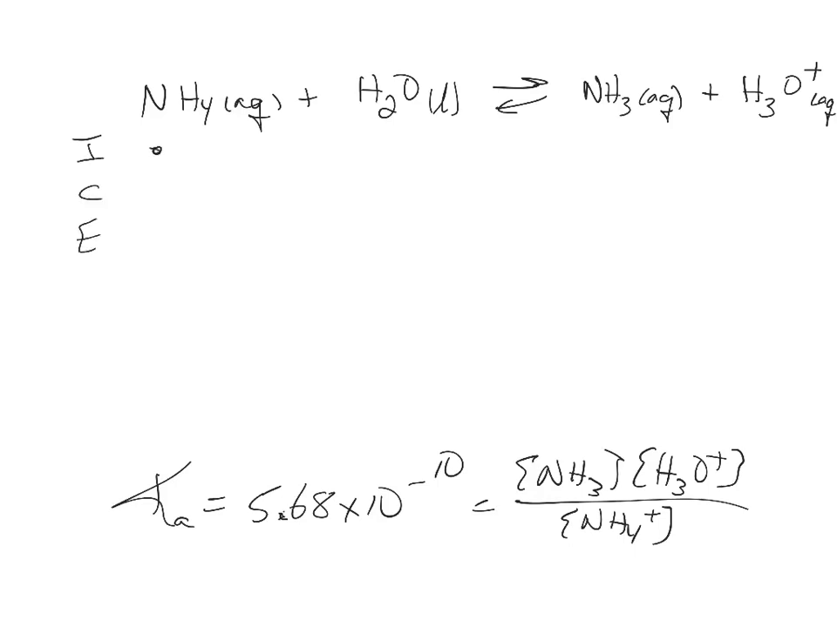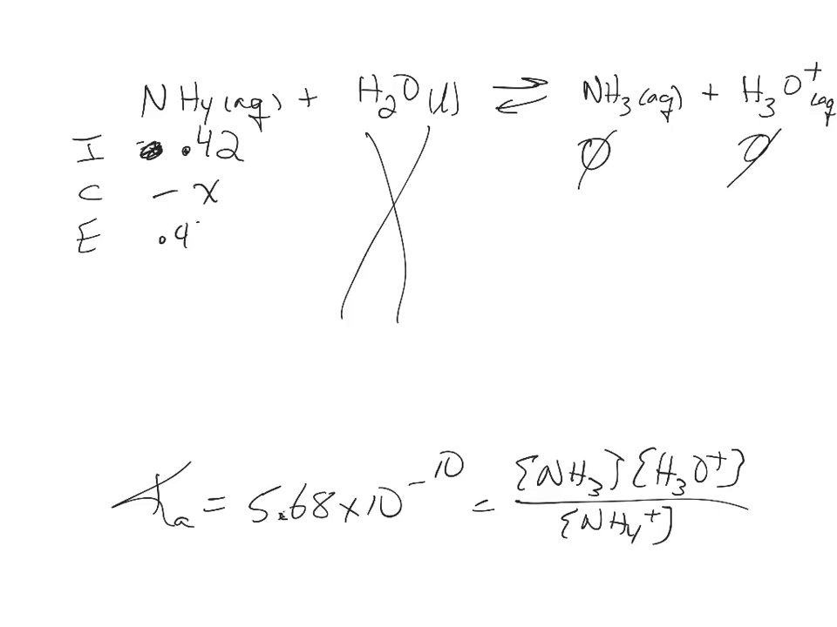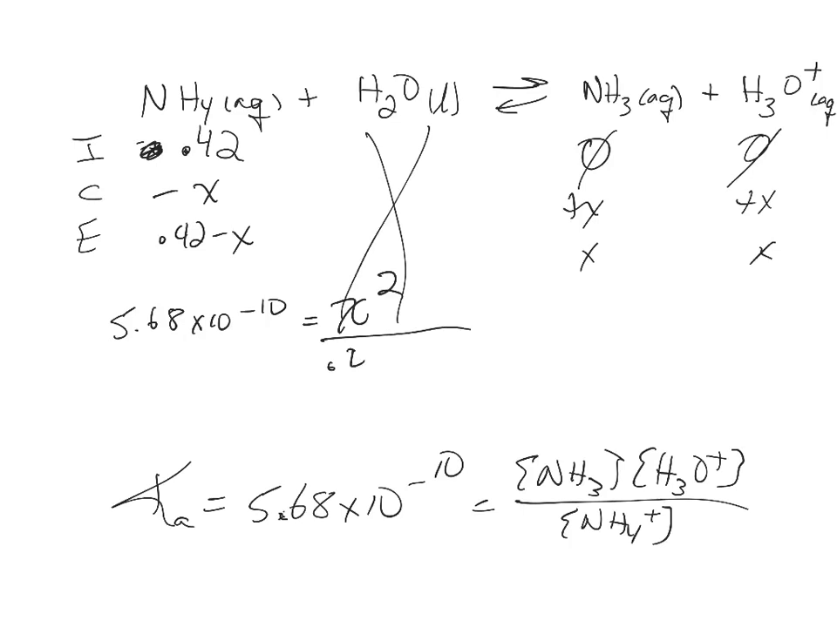We're going to start out with the original concentration of the ammonium nitrate. It breaks up 100%, so this has a value of 0.42. We're going to ignore this because it's a pure liquid and these guys start out at 0. If this is the case, then this is going to go down by x. 0.42 minus x, plus x, plus x. And we're going to have 5.68 times 10 to the minus 10 is equal to x squared over 0.42 minus x. Our K is small, therefore we'll set that x equal to 0.